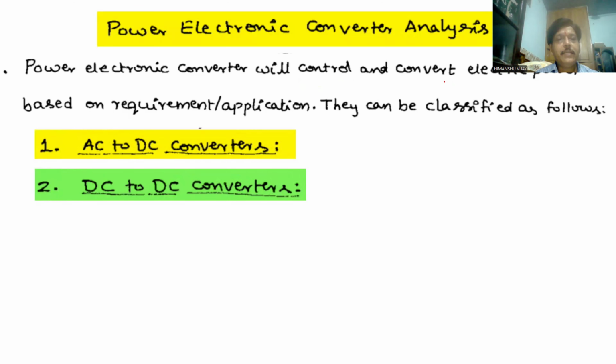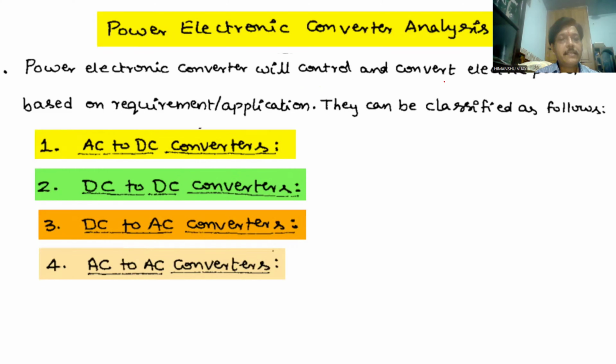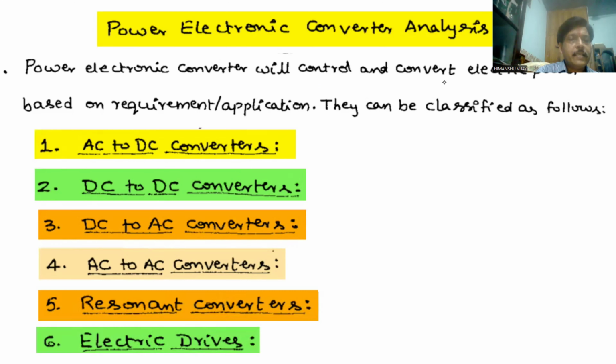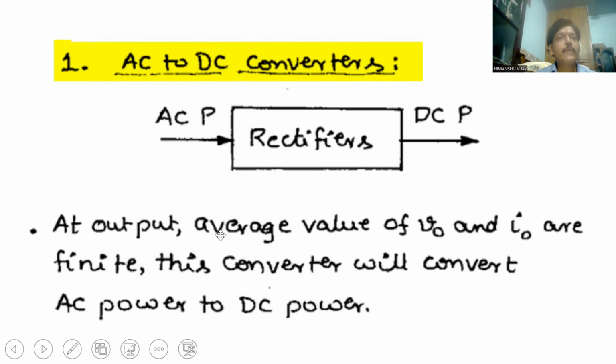Then we can have DC to DC converters. Third is DC to AC converter, and then we can have AC to AC converters. Also we have different types of converters, for example, resonant converters and electric drive converters. Let us discuss each in short detail. You can refer to different books for further detail. I'm just giving a brief idea about the different types of converters so that it will save time.